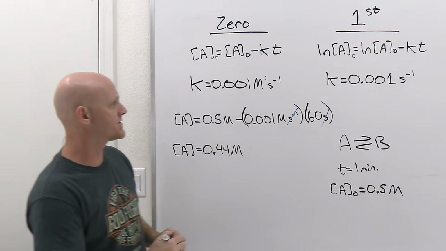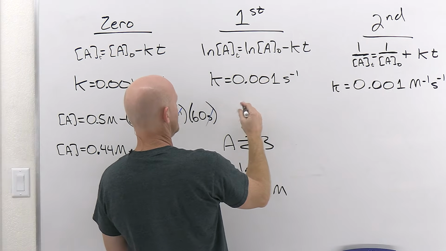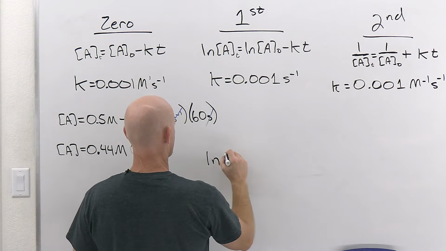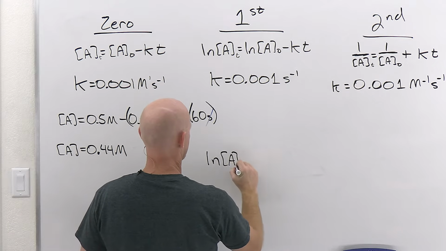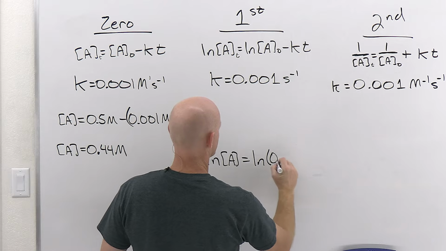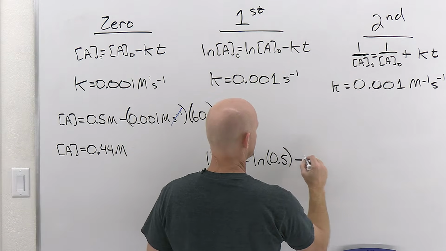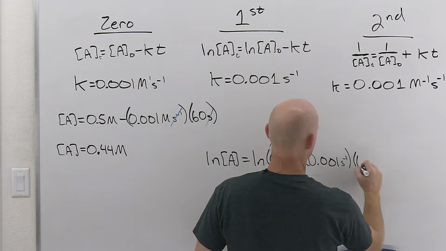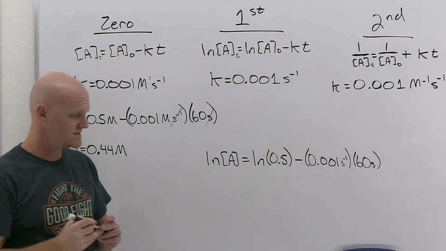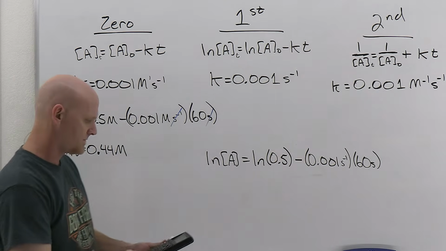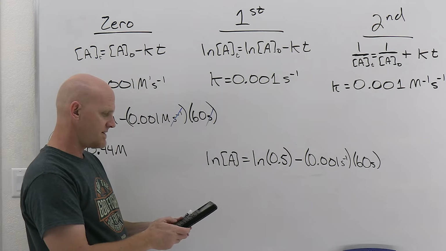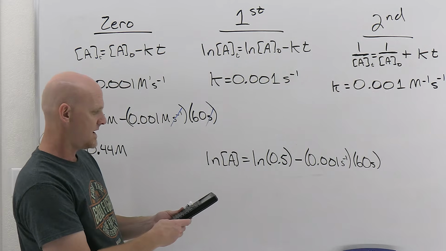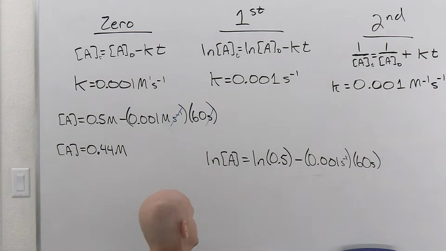If we go for first order here, it's all based on natural logs instead here, and so we're going to end up, and let's just give ourselves a little bit of room here. Natural log now, A at time t is equal to the natural log of the initial concentration, so natural log of 0.5 minus K, 0.001, and in this case just seconds to the minus 1, and that means time's going to again have to be in seconds. And so instead of 1 minute, we'll plug in 60 seconds. And from here, we'll go natural log of 0.5 minus 0.001 times 60, and we're going to get negative 0.753.